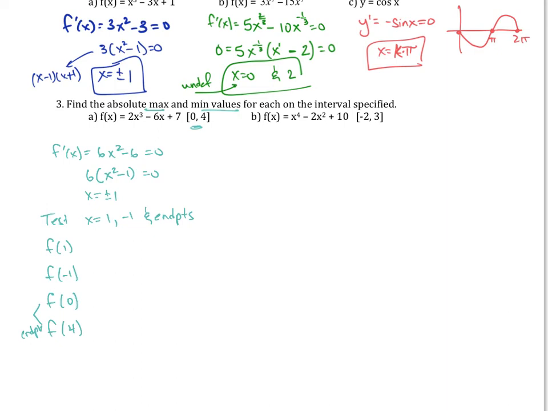And how do I test it? Again, I just said, put it back into the original equation. So we're going to put f of 0, and I'll do that one first, back into the original equation. That comes out to be 7.